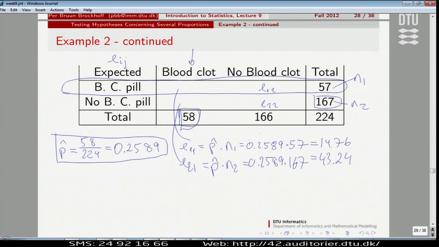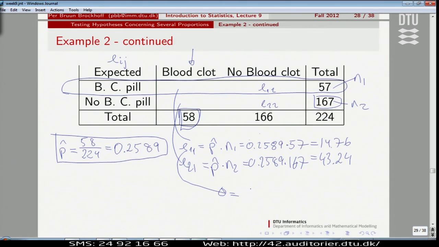Here's the name of the game. If you see it like this, let's take the E11. It was on the slide also. What was the P? So this is E11 again. P hat.